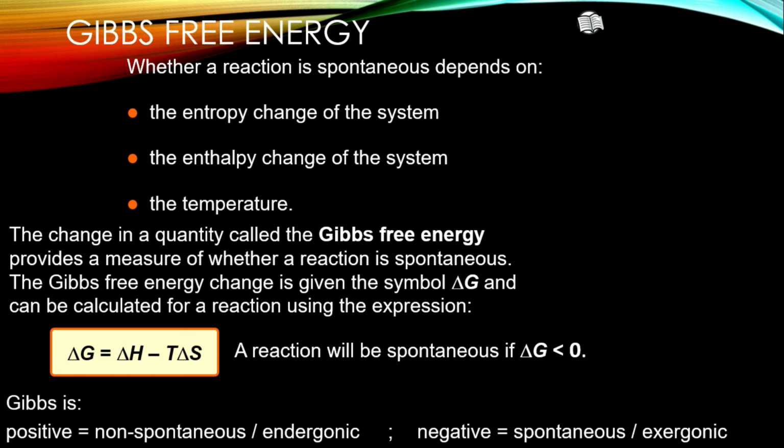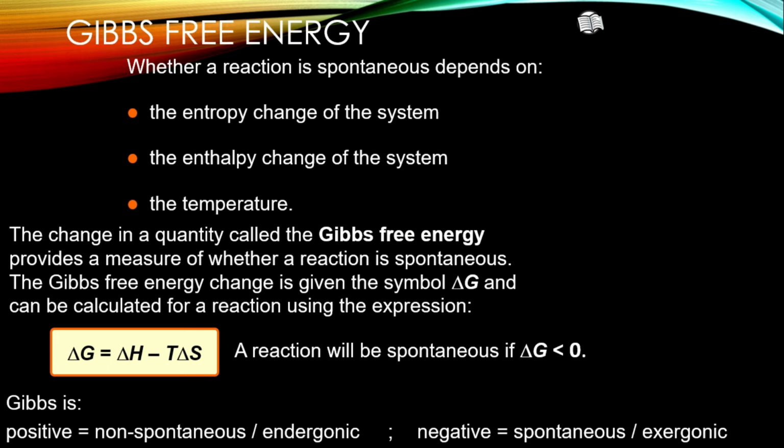Now we are going to discuss how enthalpy relates with entropy. At kung paano natin malalaman kung ang reaction ay magiging spontaneous or non-spontaneous with the use of this formula. This formula is for the Gibbs free energy. So, nakadepende ang Gibbs free energy sa number 1, enthalpy change ng system. Number 2, entropy change ng system. Pangatlo, the temperature at which the chemical reaction takes place. So the change in a quantity called the Gibbs free energy enables you to be able to determine if a reaction is spontaneous or not.